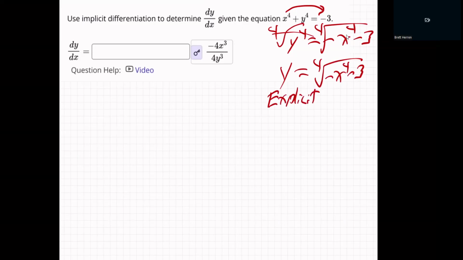So explicit means direct, right? Straight up. So y is alone, explicit when y is alone. Okay. But it's implicit when you have x to the fourth plus y to the fourth equals minus 3. That's implicit because it's implied.